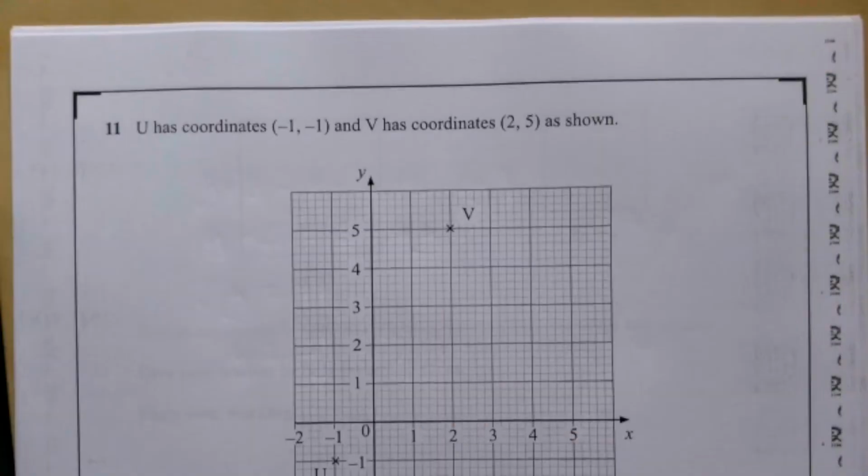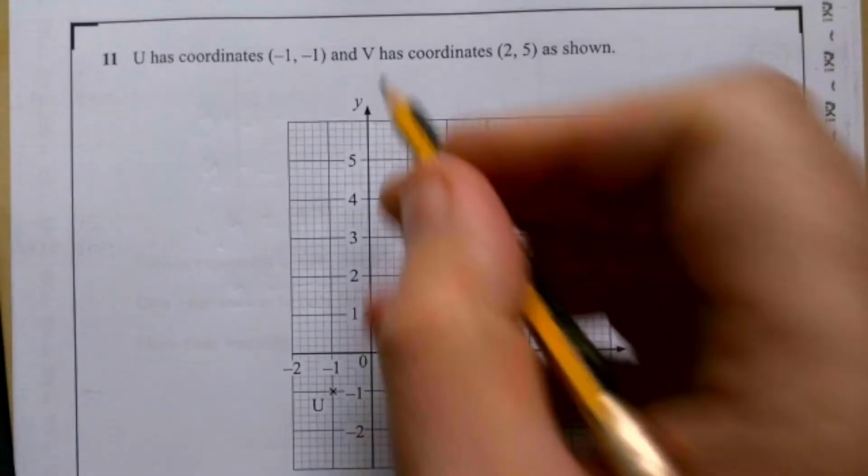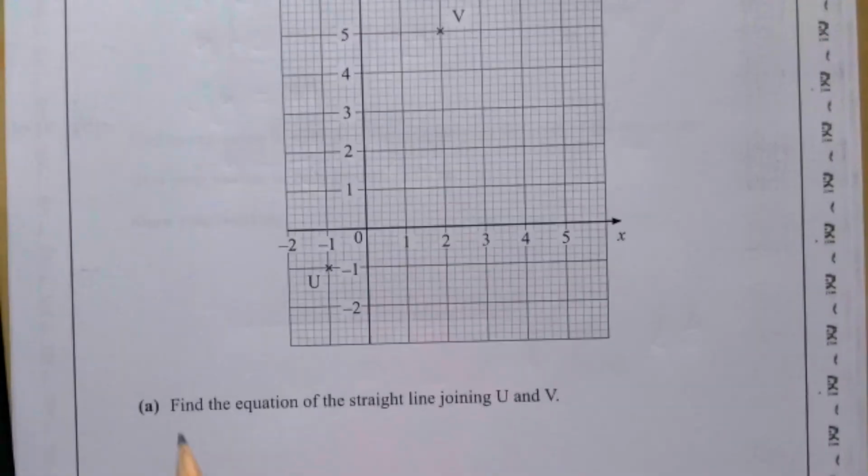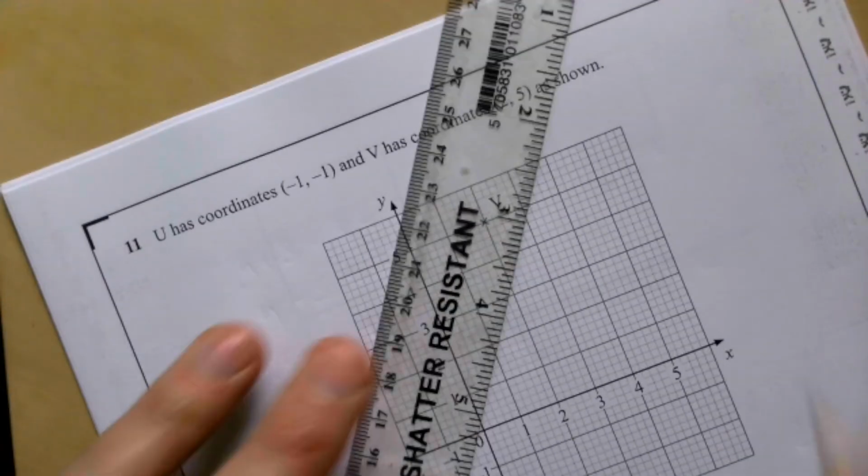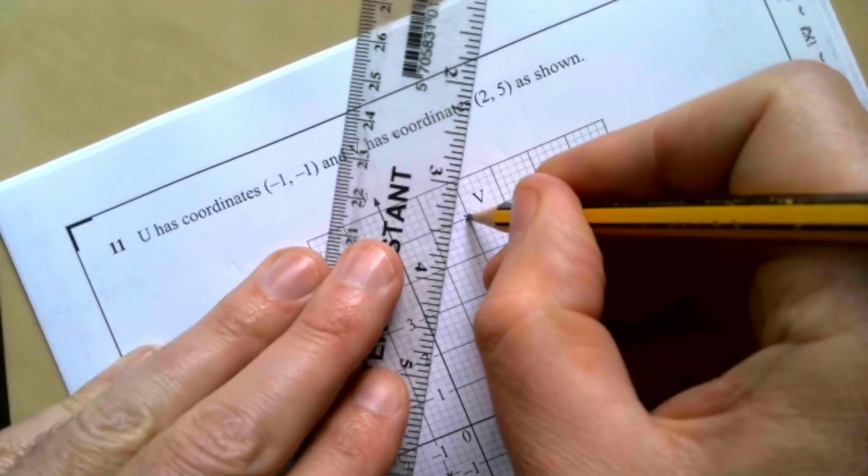U has coordinates minus 1, 1 as shown. V has coordinates 2, 5 as shown. Find the equation of the straight line joining U and V. So first of all, let's join it. At least we can kind of see what we're working with here.